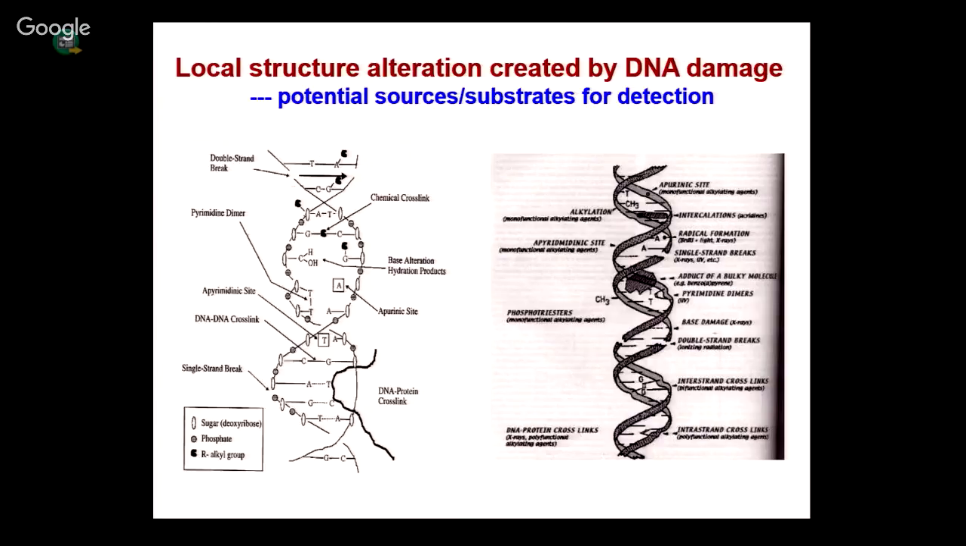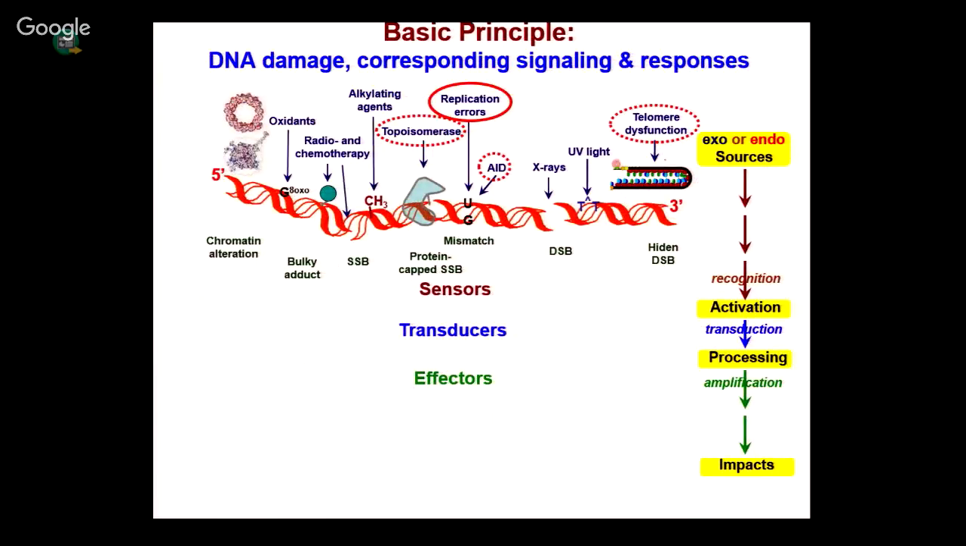Okay, so the local structure change determines which response will be activated. Okay? So you can see there are different forms of damage, actually. For example, you have oxidation, such as 8-oxoG, at the 8 position. Okay, then you have different types of mismatch created.